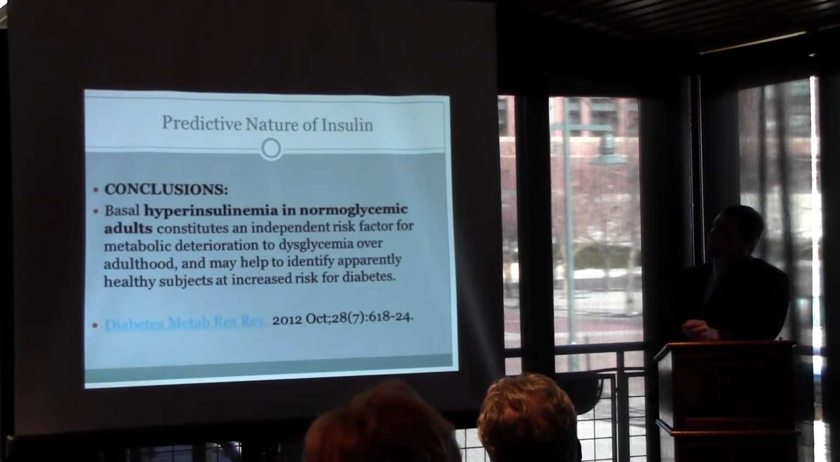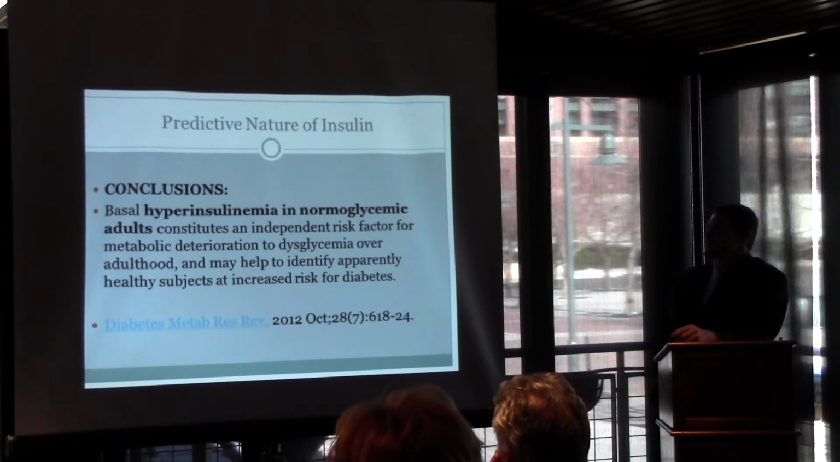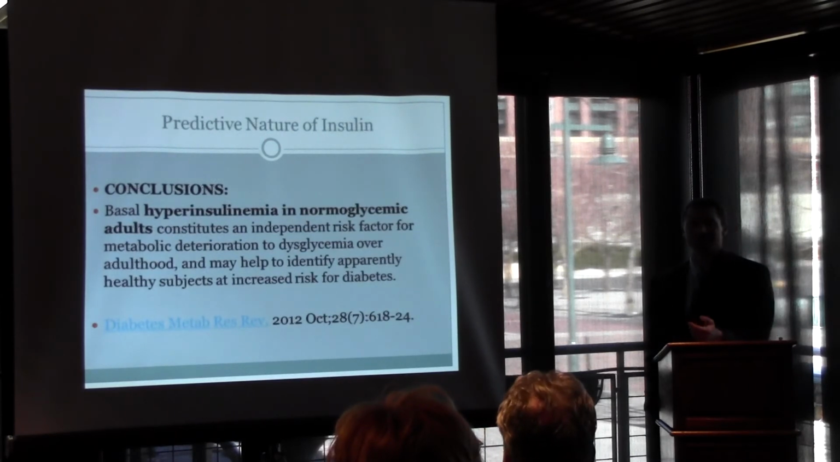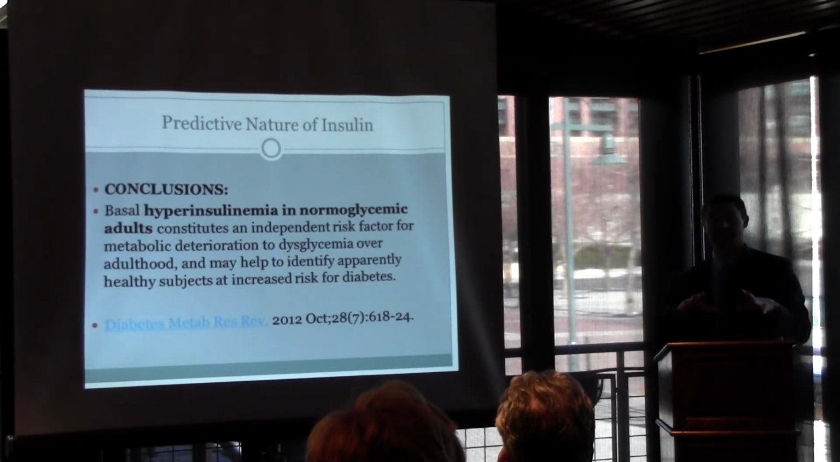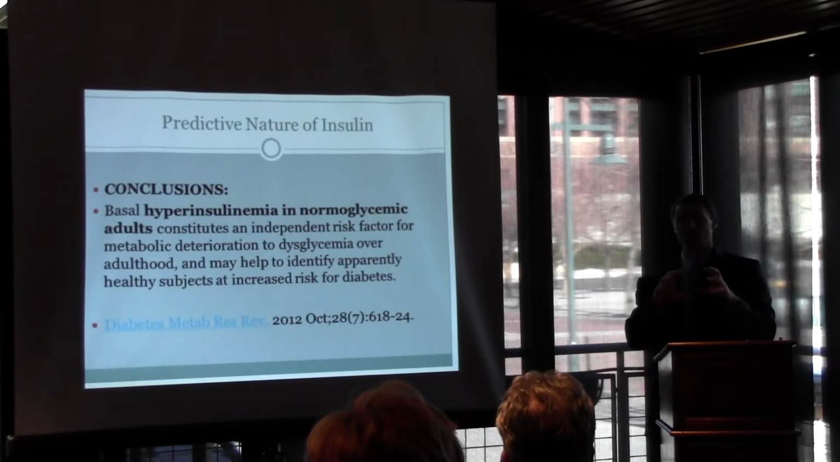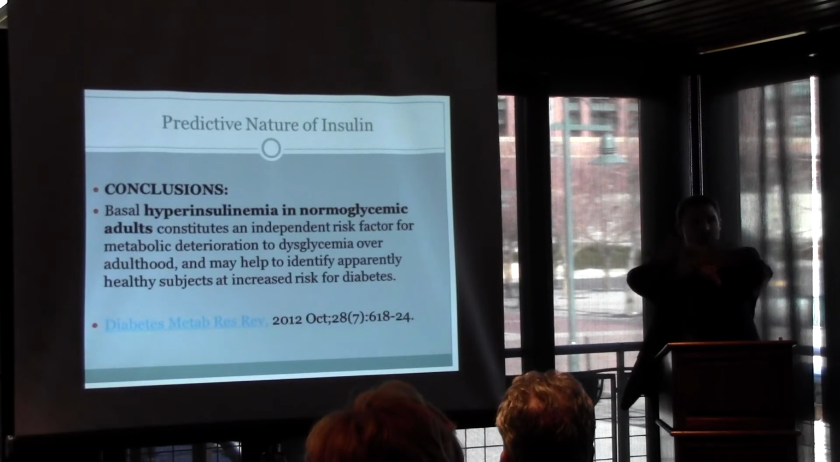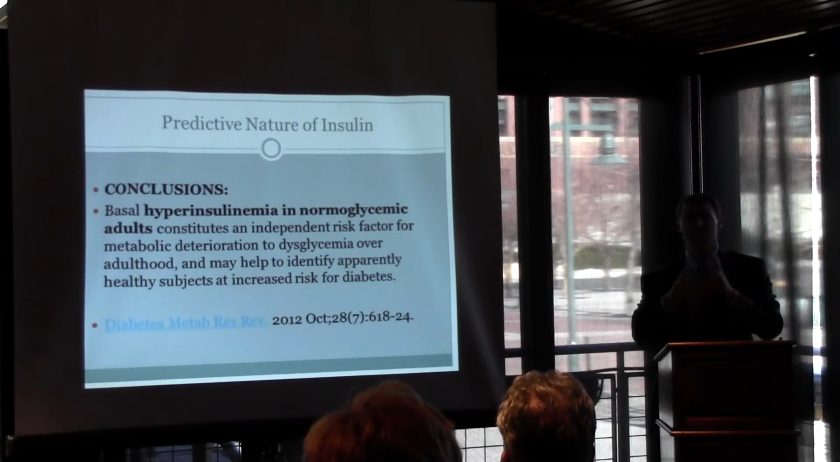And just using insulin as a marker, basal hyperinsulinemia in normal glycemic adults constitutes an independent risk factor for metabolic deterioration to dysglycemia. I'm probably preaching to the choir in saying this, but just looking at glucose by itself, it doesn't work, right? The way I instruct my patients on this, look, your body is going to do whatever it can to hold on to an ideal glucose level.